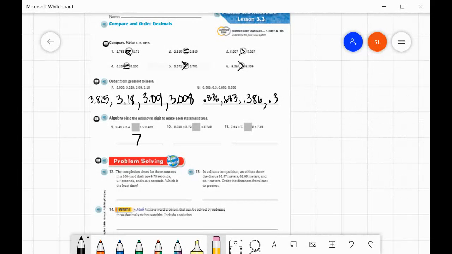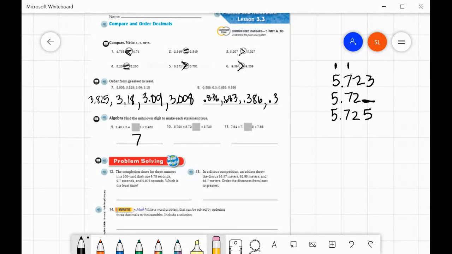All right, welcome back. We're going to do number 10. So I'm going to write down the problem or the numbers: 5.723, then 5.72 unknown, and then 5.725.